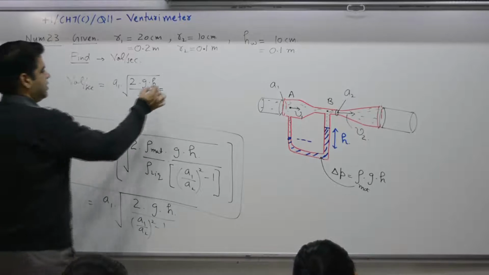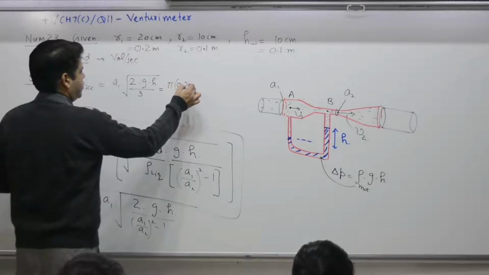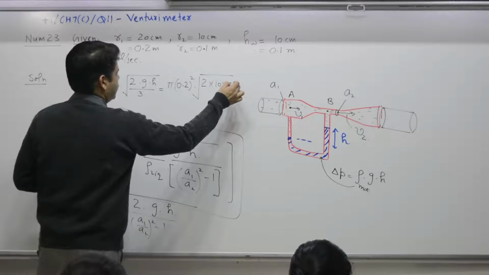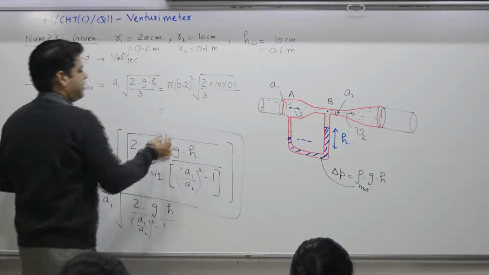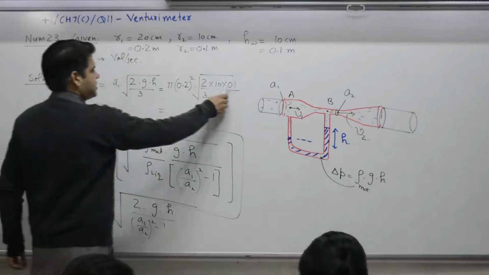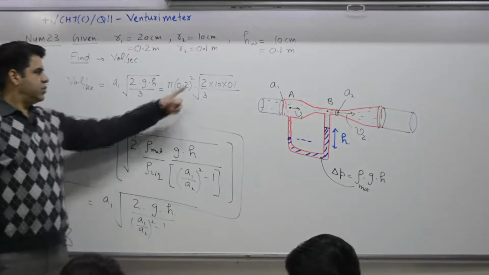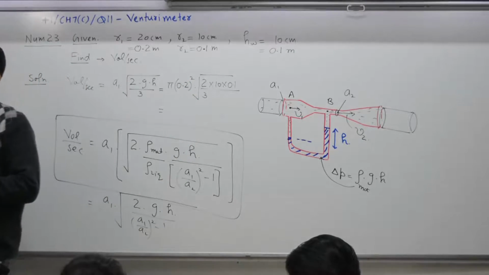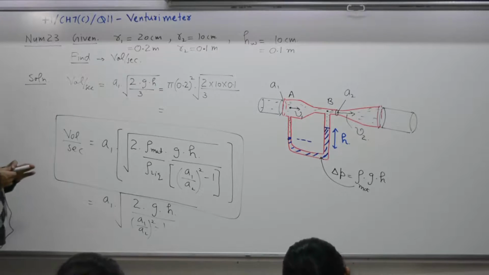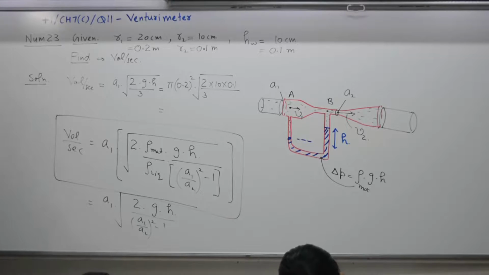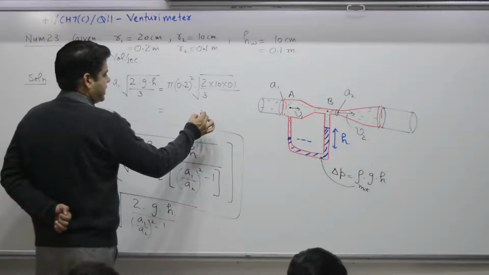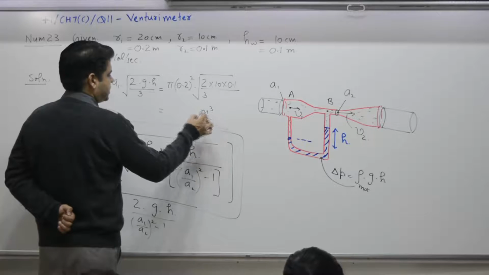A1 is how much? Pi 0.2 square, under root 2, G is say 10, H is 0.1, divided by 3. 10 into 0.1 is 1. So what you get is under root of 2 by 3. Find the answer in terms of meter cube per second, SI units. Anyone with the answer, please? Then you can change it to liters.